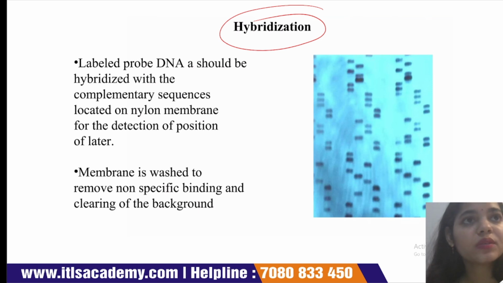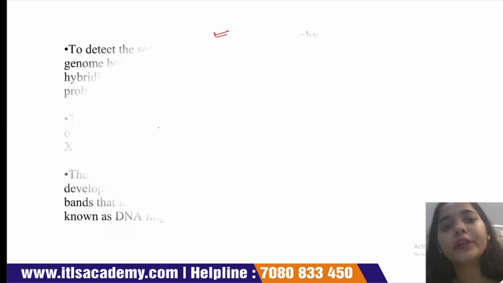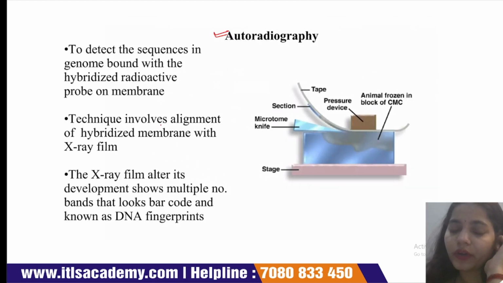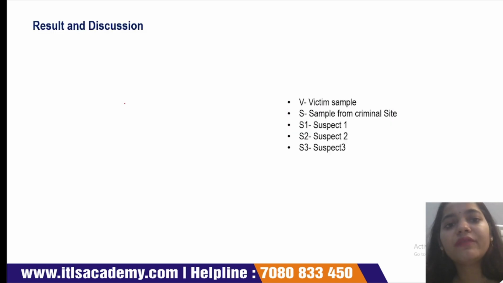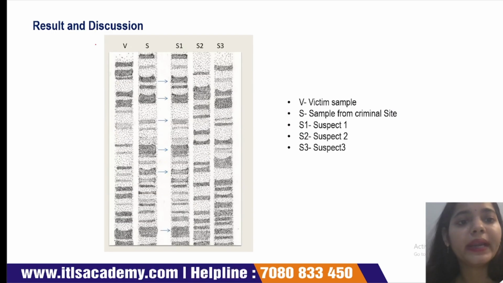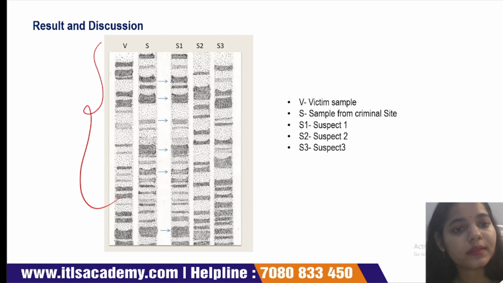After this whole procedure, we wash the membrane to remove the non-specific binding and clear the background. After this, we perform autoradiography. In autoradiography, we use the X-ray film. We expose the membrane to the X-ray film and easily diagnose our result, and we obtain the bands like this.